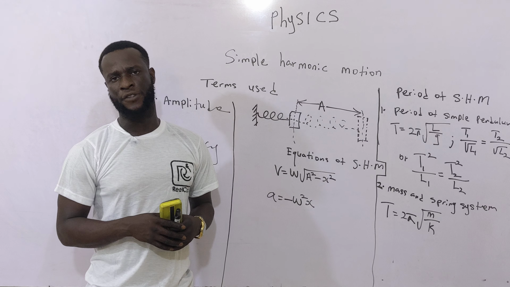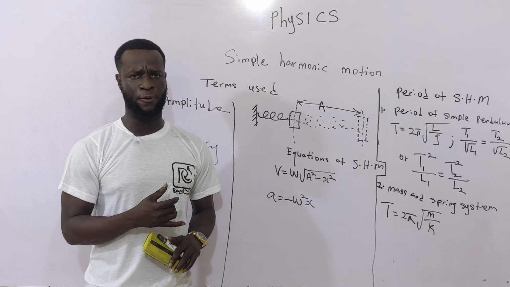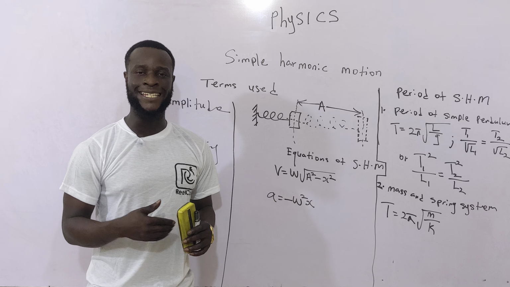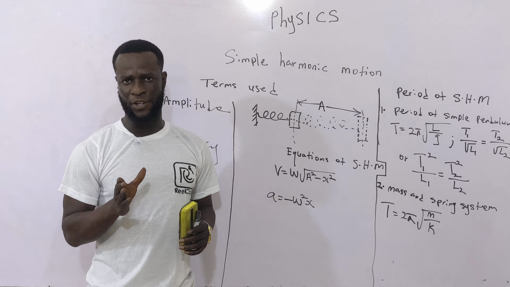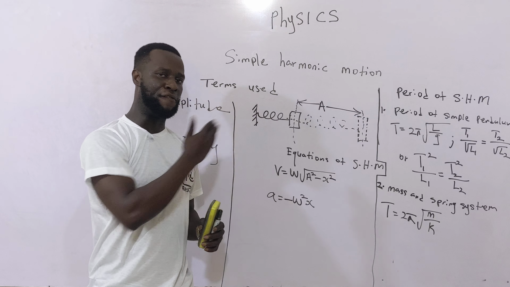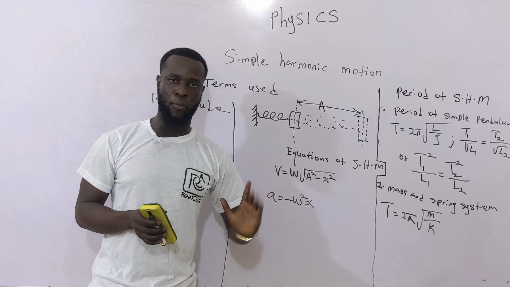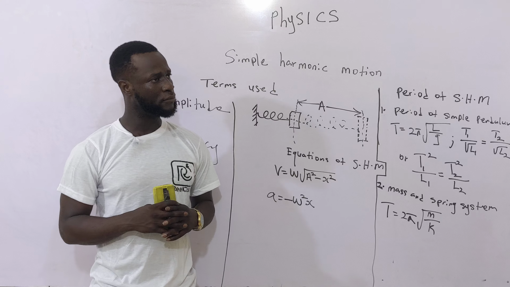Let me break down some of the things I just said. First, it is periodic. When we say something is periodic, we mean something that repeats itself at regular time intervals. So I can also say it's a to and fro motion. Secondly, it has an acceleration which is directed towards a fixed point. That fixed point is the equilibrium position or the center of motion.